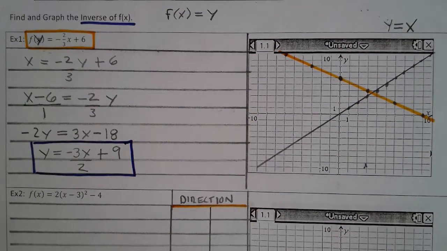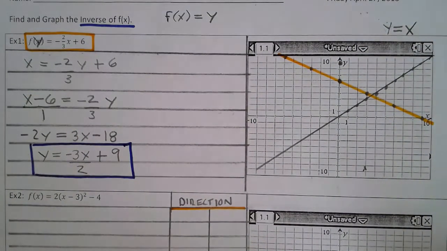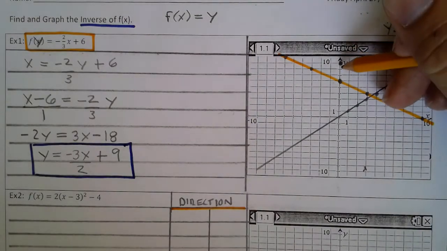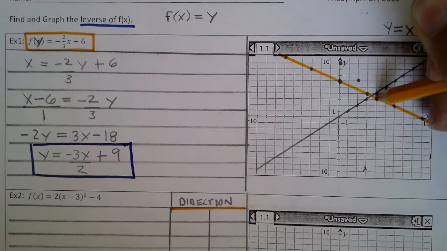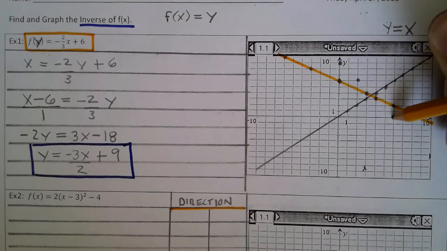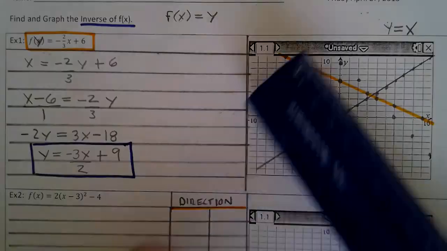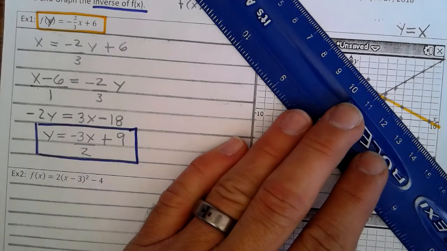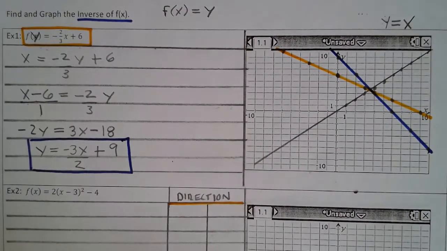All right, so to graph, we start at 9. So 6, 7, 8, 9. And then we go down 3 to the right 2. Down 3 to the right 2, and again, repeating this several times. Draw a line. All right, so if you would finish up example 1.